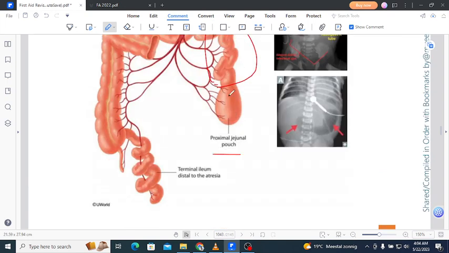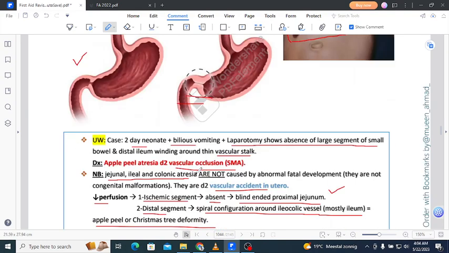So here you can see that this jejunum must be continuous with the ileum like that. Now the segment between this and this is gone, that has been resolved, and there is a proximal jejunal pouch. The proximal end looks like that, and the distal end is making a Christmas tree like appearance, or maybe you can also call it apple peel appearance, and this is the terminal ileum distal to the atresia.